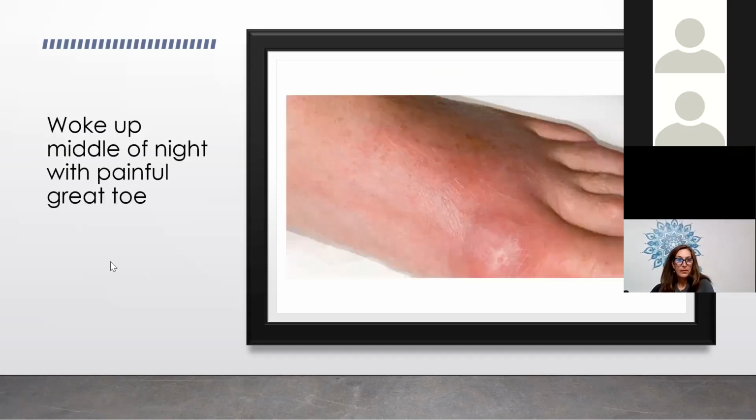Next one. All right, so this patient woke up in the middle of the night with a painful great toe. Gout. Yeah, typical presentation, just a joint. Doesn't need antibiotics. Yes, exactly. Again, these patients can have a white count. They can have a fever from the gout. But again, you treat for the gout. Next.